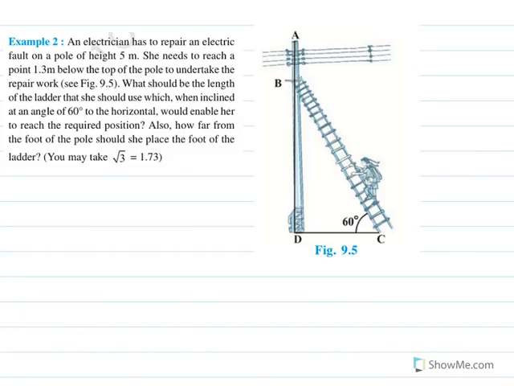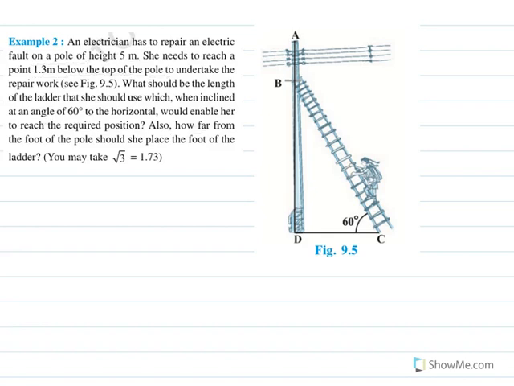An electrician has to repair an electric fault on a pole 5 meters high. She needs to reach a point 1.3 meters below the top of the pole to undertake the repair work. What should be the length of the ladder that she should use, which when inclined to an angle of 60 degrees to the horizontal would enable her to reach the required position? Also, how far from the foot of the pole should she place the foot of the ladder?